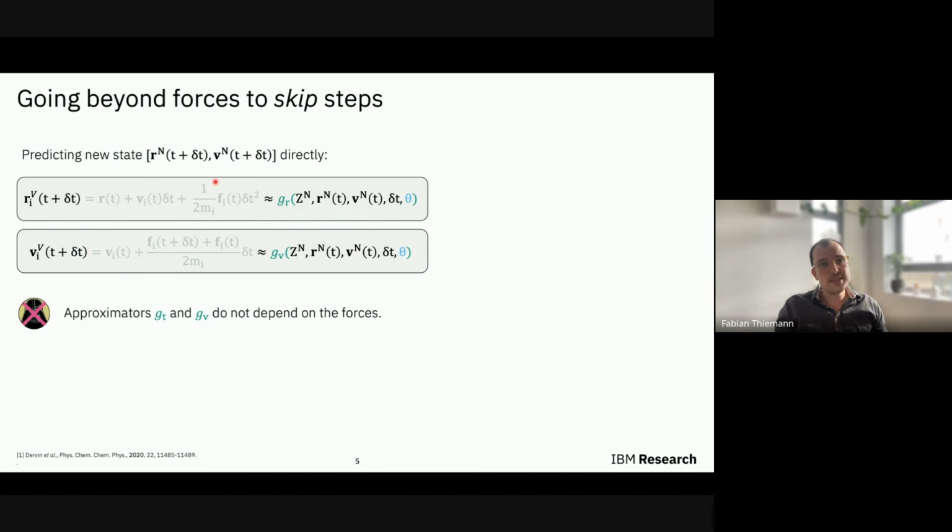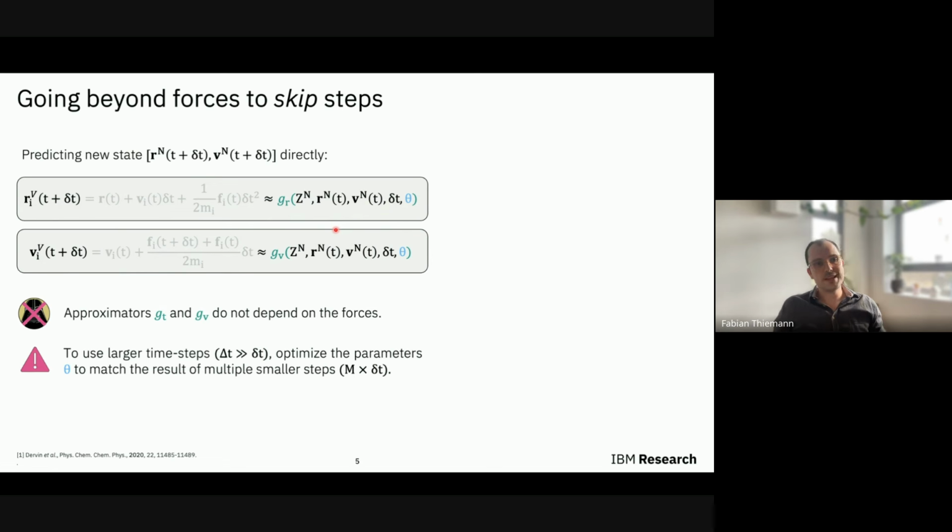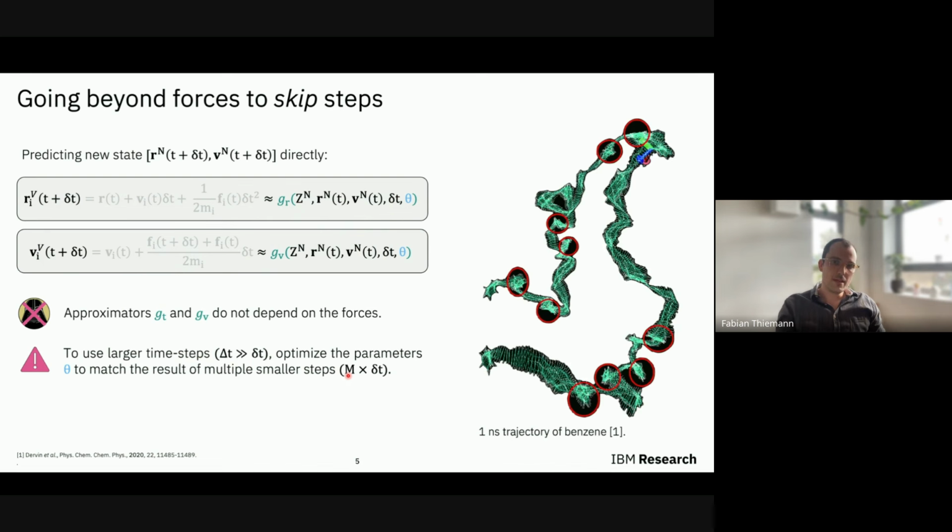And you can see that these terms, first of all, do not depend on the forces. So we don't have to do any backprop as we would if we predicted the potential energy. But also, and that's the idea behind all of this, we could in principle use way larger time steps than the integration time step, because we can train on multiple integration steps from the MD and then predict M times delta T.